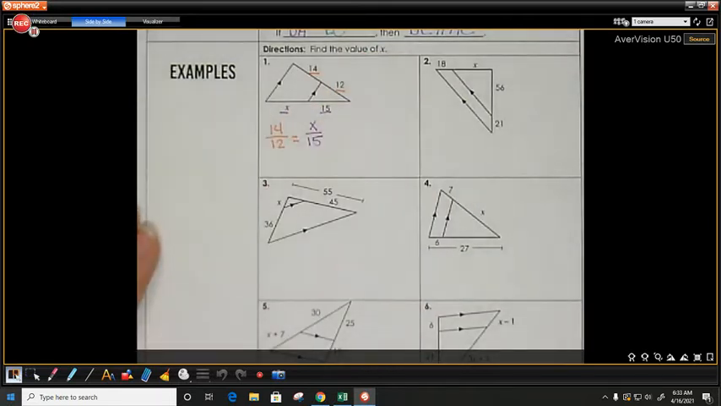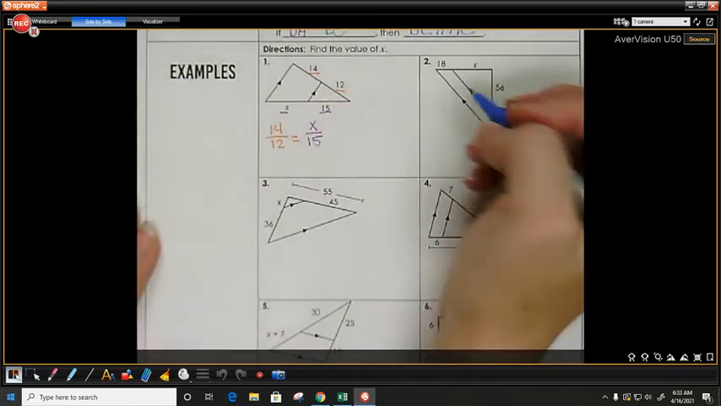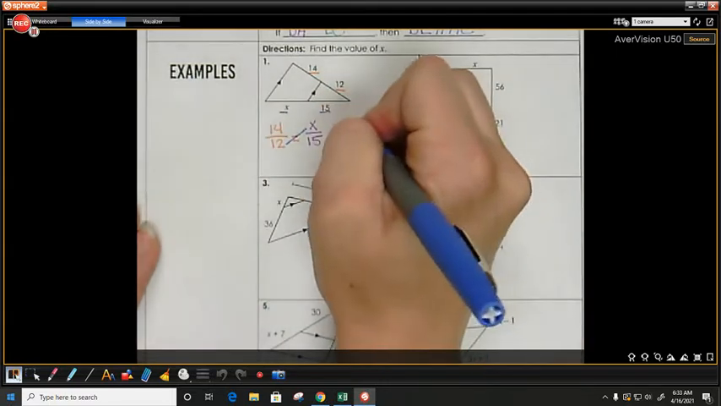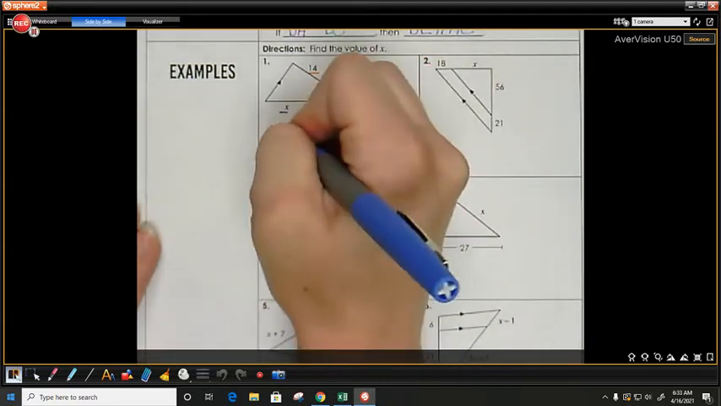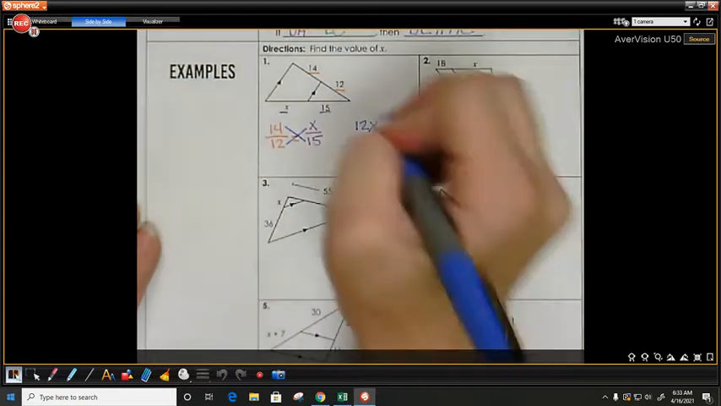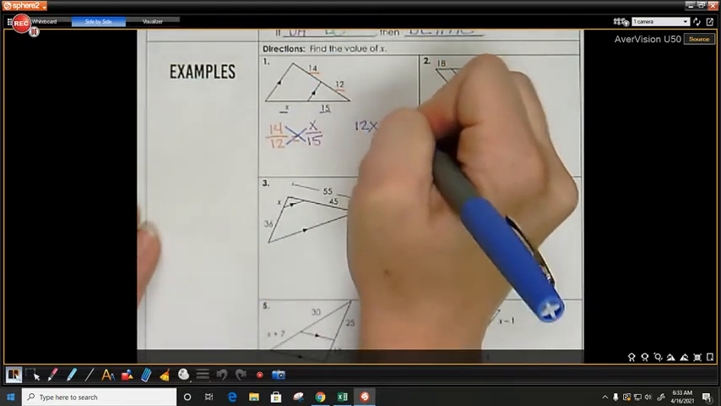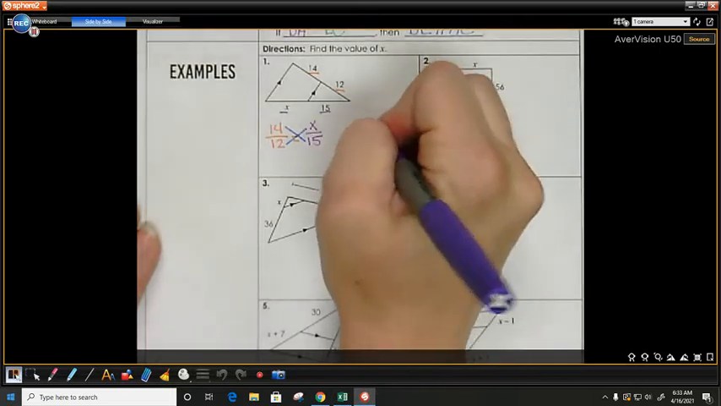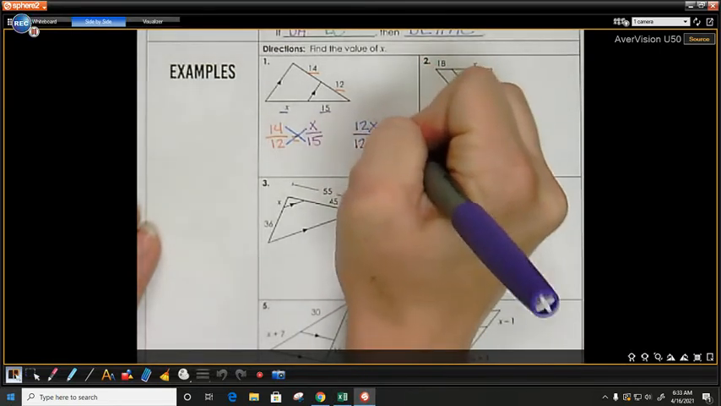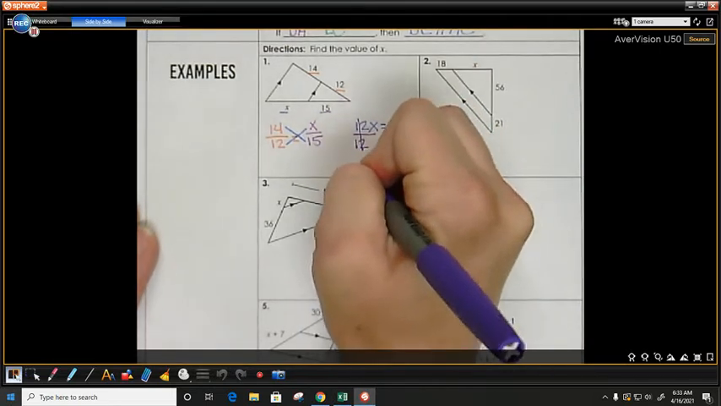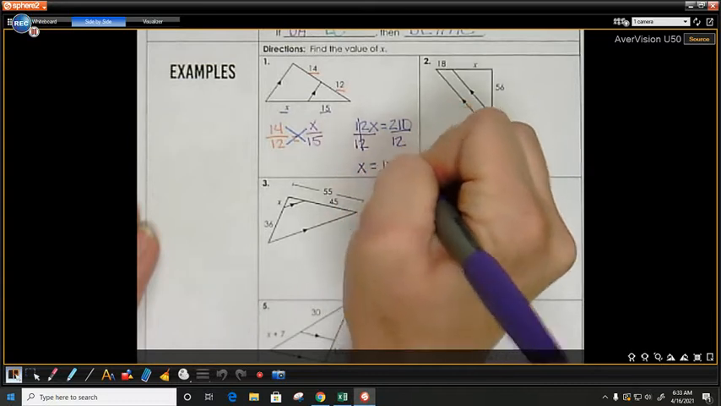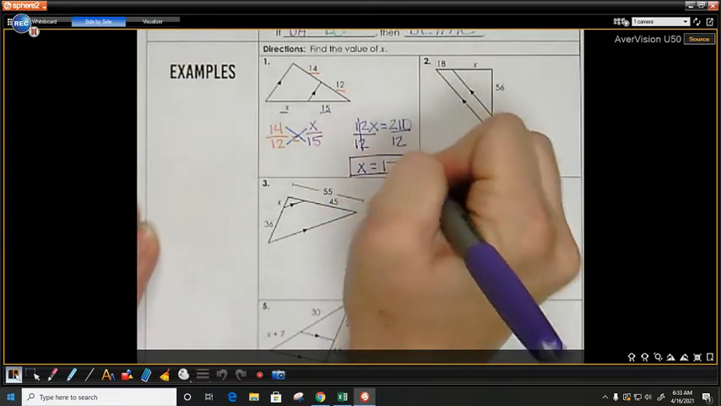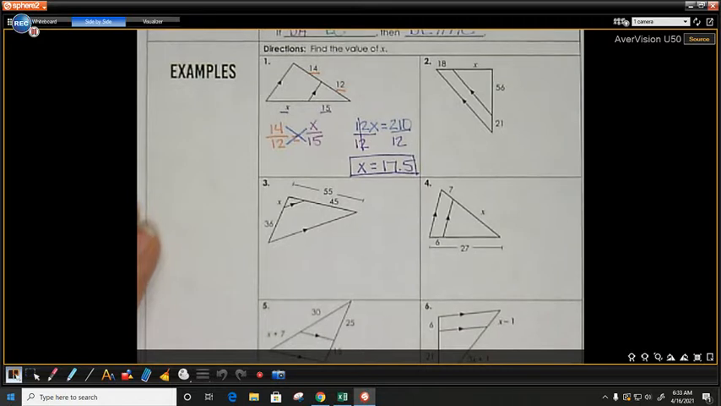Okay, so we've been doing a lot of this in this unit. We are just going to cross multiply. So 12 times x is 12x, and 14 times 15 is 210. And then we're just going to divide both sides by 12, and we get x is equal to 17.5. So we're really just working more with solving proportions.